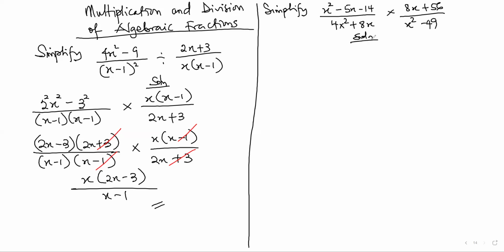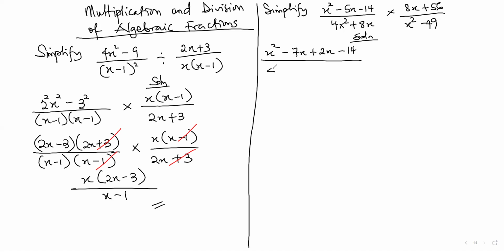Okay, so the numerator here is a quadratic trinomial. So 1 times 14 is 14. Factors of 14: 1 and 14, 2 and 7. So 2 and 7 will help us get 5. So we can say x squared minus 7x plus 2x, because that will give minus 5x, then minus 14, divided by the denominator here.